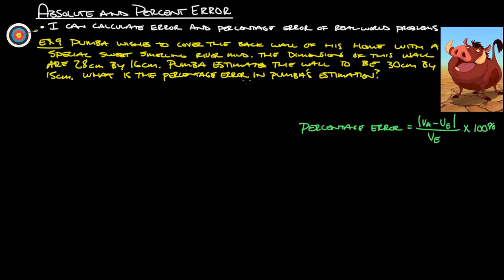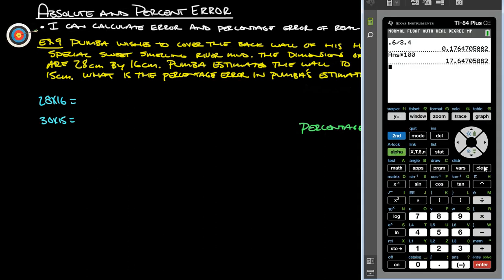Okay, so what we're going to want to do is we are looking for the area, right? So we'd want to find the area of each, and that's our VA and our VE, the exact and the approximation. Okay, so dimensions are actually 28 by 16. So 28 times 16 will give us the actual, and then the estimate is 30 by 15. All right, so we'll calculate those out.